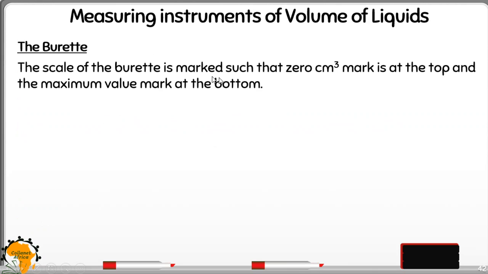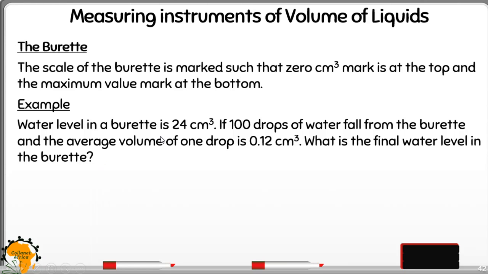Then we move to burette. When we have a burette, it is marked such that the zero mark is at the top. The zero mark is at the top and the maximum value is at the bottom. You can be able to see this diagram. The zero mark is at the top, then the maximum value is at the bottom. So how do you use it? We can look at the example and then we can be able to know how to use the burette.